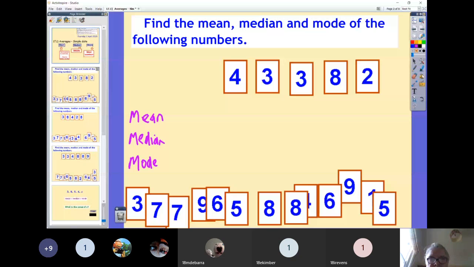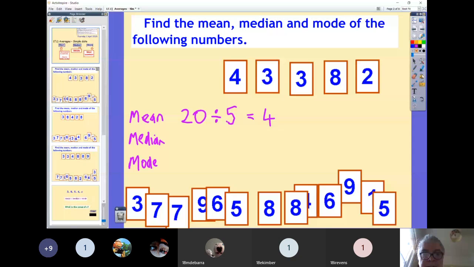Okay, so the mean is what we get when we add them all together and divide by the number of numbers. So adding them all up, 4, 3, 3, 8 and 2, we've got 20. So 20 divided by the number of numbers which are there, and obviously we've got 1, 2, 3, 4, 5. On this occasion, that happens to work out as a whole number. It doesn't have to be. It's absolutely fine if the mean is a decimal. Okay? So that's the mean.